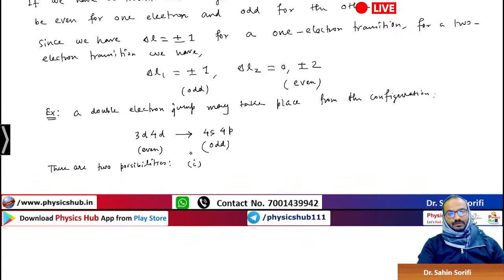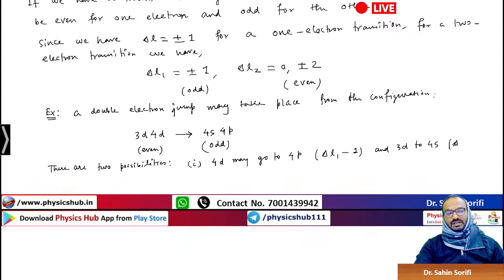Number one, you see this 4D electron may go to 4P. So 4D to 4P, what is the change in L for the first electron? D to P. D is L equals 2, P is L equals 1. So final minus initial, 1 minus 2, that is minus 1. And let's say 3D to 4S. What is the change in L? S is L equals 0, D is L equals 2. So 0 minus 2, that is minus 2. So this is even.